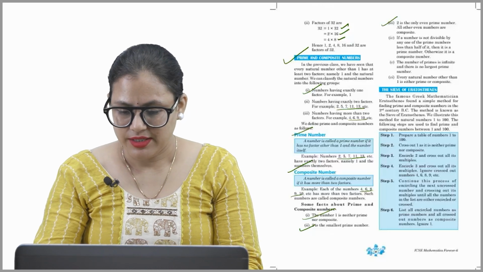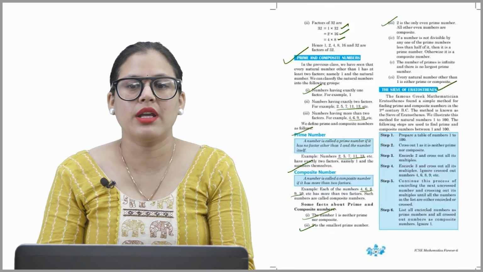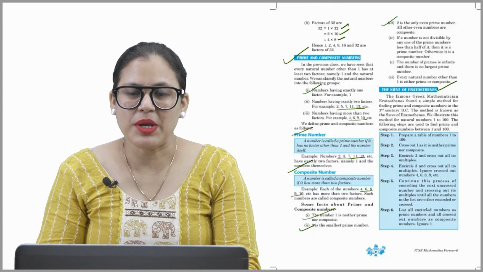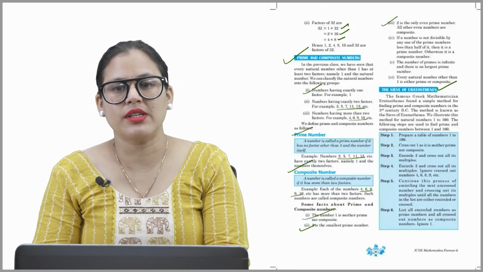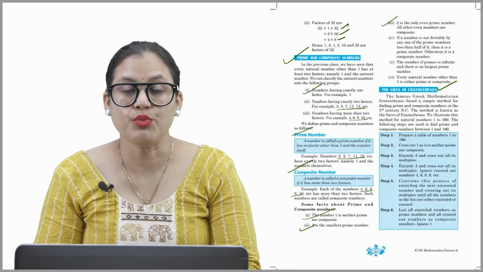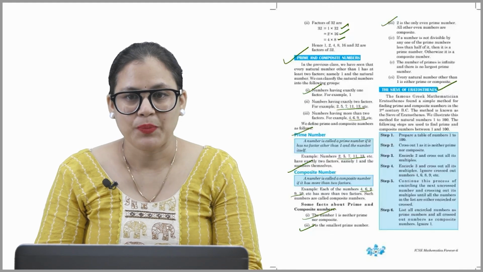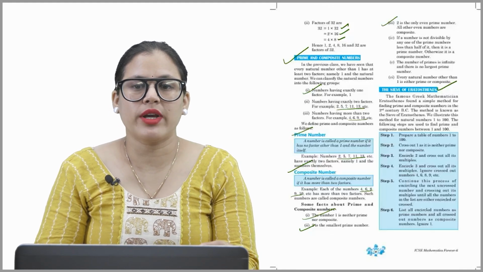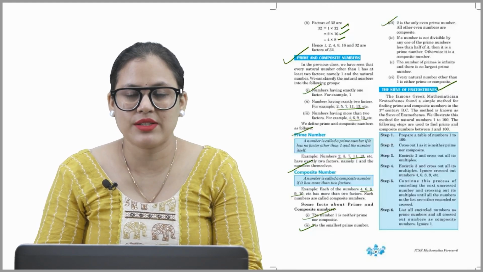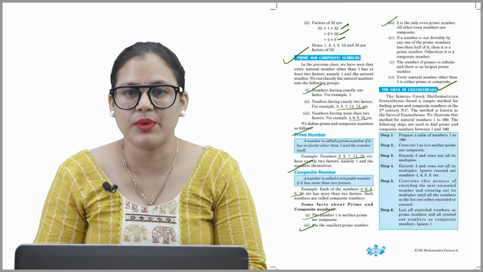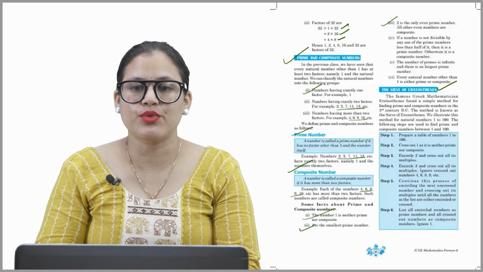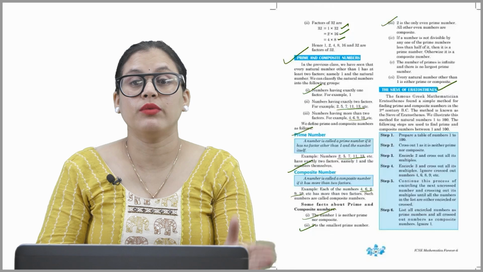Okay. The sieve of Eratosthenes. The famous Greek mathematician Eratosthenes found a simple method for finding prime and composite numbers in the 3rd century BC. The method is known as the sieve of Eratosthenes. We illustrate this method for natural numbers 1 to 100. The following steps are used to find prime and composite numbers between 1 and 100.